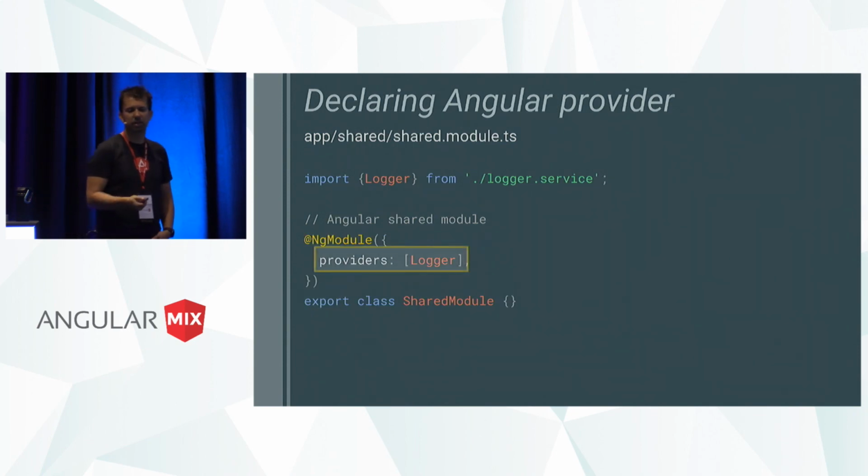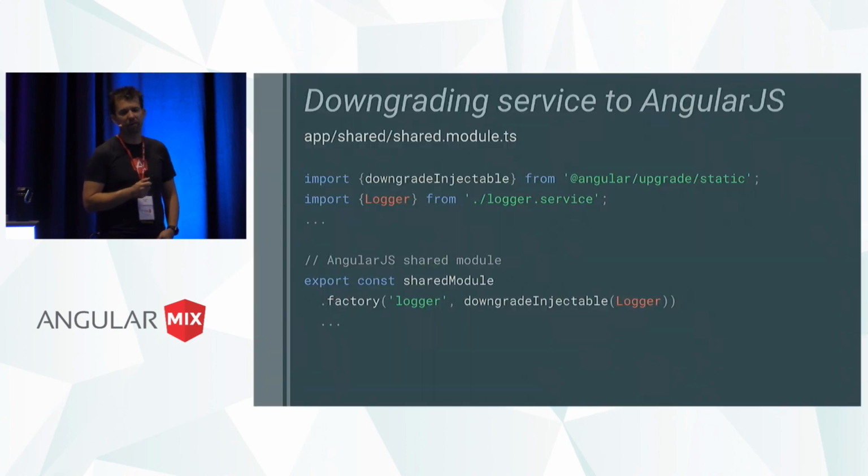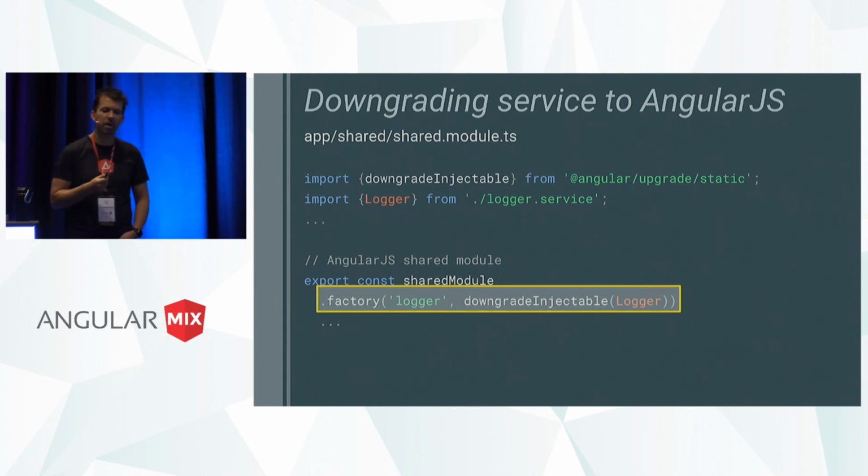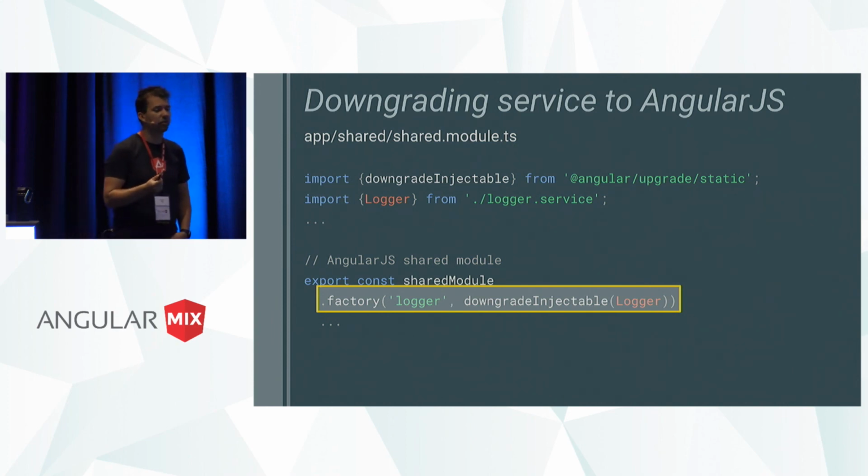Services, similarly, you just list them in your module to make them available. And then if you want to make them available to the other side, you use the downgrade injectable on the other side to make it available like so. The only thing to keep in mind is if you're using the ngUpgrade Lite, because the service is lazily created and initialized, if you ask for the logger before there's a component that caused the instantiation of the Angular framework, you might get an exception because you're asking for it a little too early.